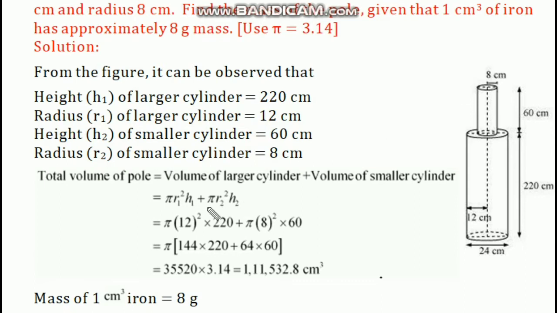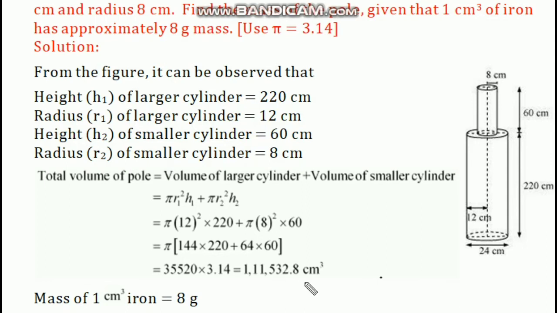So the volume is the volume of the larger cylinder, pi r square h, plus pi r square h. Here r1 is denoted as the larger cylinder radius, and h1 is denoted as the larger cylinder height. Here r2 is the smaller cylinder radius, and h2 is also the height of the smaller cylinder. Then substitute the values in the given formula.